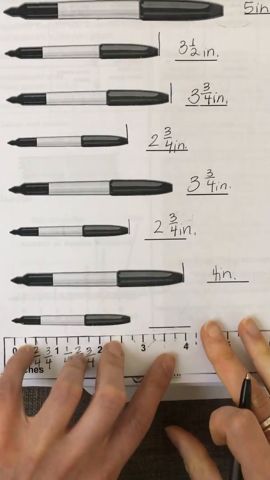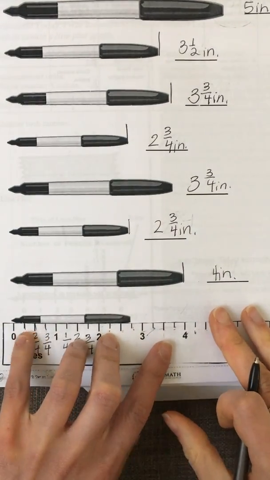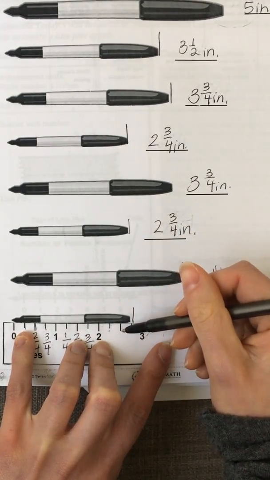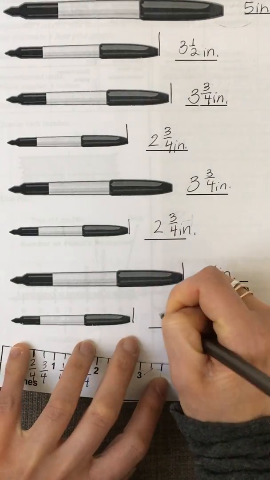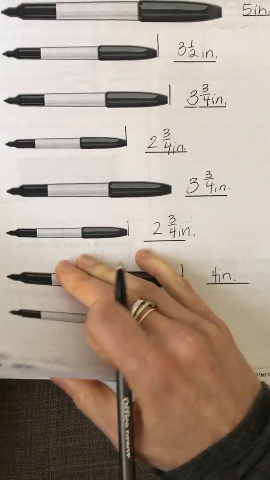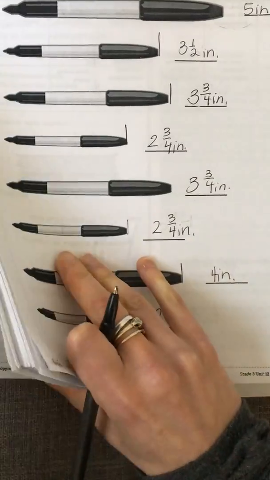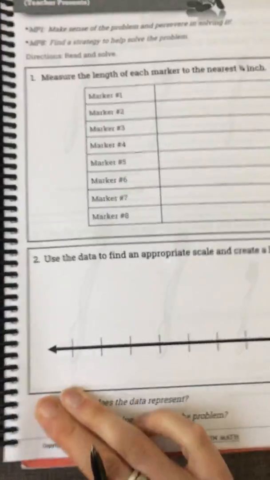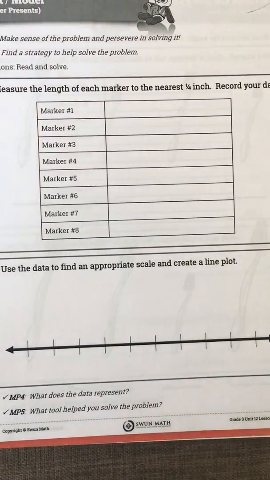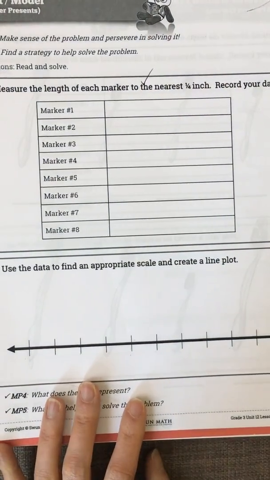And last but not least, I am at 2 and 1/4, 2 and 2/4, or a half, 2 and 3/4 inches. Okay. So if I turn the page, it says measure the length of each marker to the nearest inch, which we did, and then record our data.